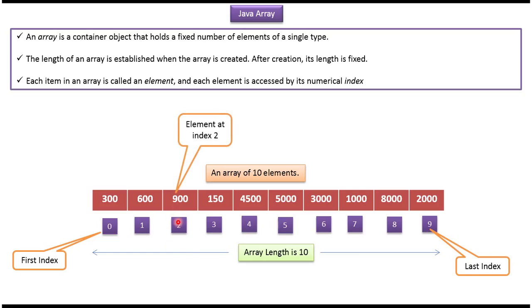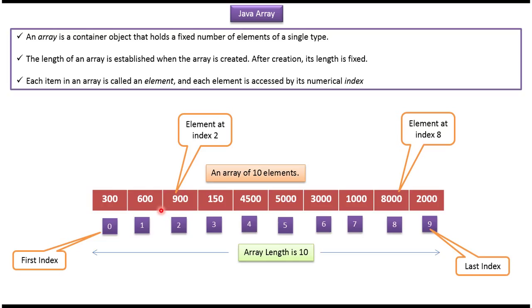And in index 2, element 900 is there. And in index 8, element 8000 is there. And this array contains int values.